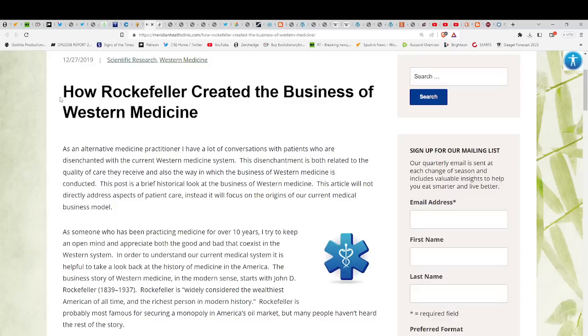So I'm just going to read some of this article because I think it was fairly well put together. "As an alternative medical practitioner, I have a lot of conversations with patients who are disenchanted with the current Western medical system. The disenchantment is both related to the quality of the care they receive and also the way in which the business of Western medicine is conducted. This post is a brief historical look at the business of Western medicine. This article will not directly address aspects of patient care. Instead, it will focus on the origins of our current medical business model."